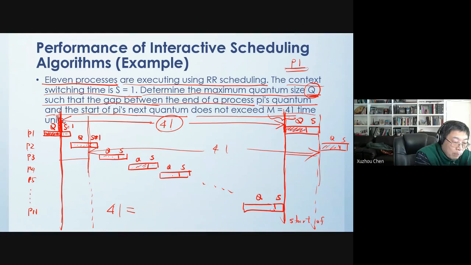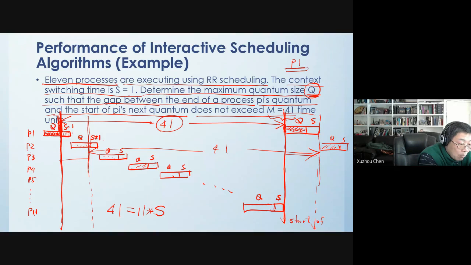1, 2, 3, 4, all the way to here. That's 1, 2, because that's a total of 11. So from P2 to P11, that's a total of 10, right? And 10 context switching. Now plus this one, so you have a total of 11 context switching.